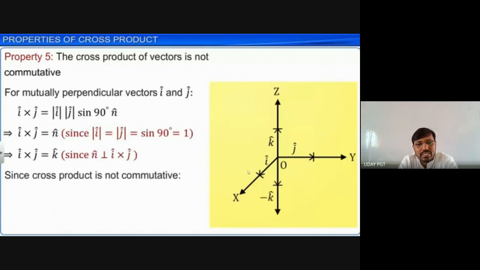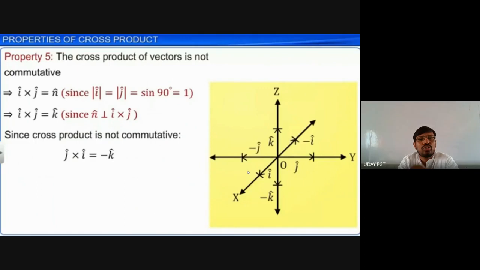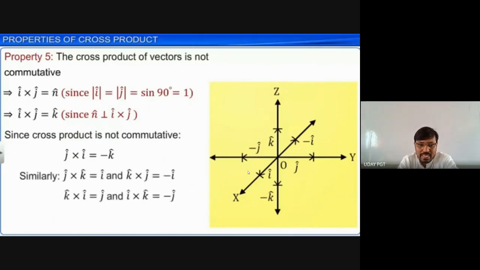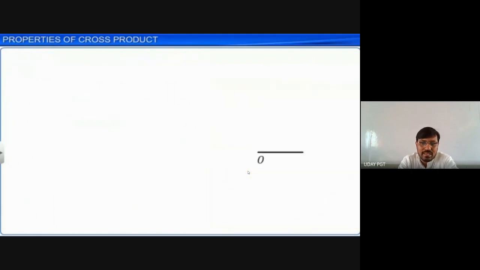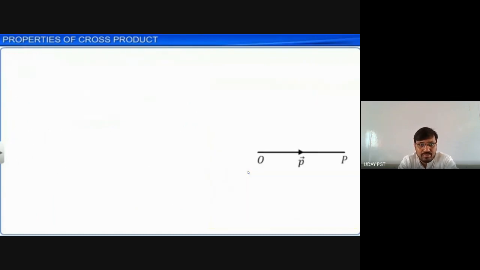So cross product is not commutative. The cross product of J and I is minus K. So in a cyclic order, you need to take into consideration: J cross K is again I. J cross K is I, I cross J is K, and J cross I is minus K. K cross J is minus I. The same way, K cross I is J, and I cross K is minus J.